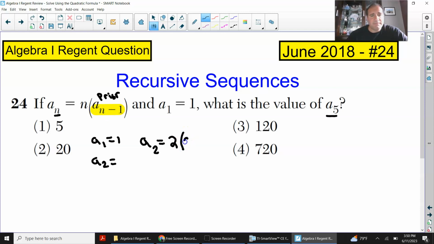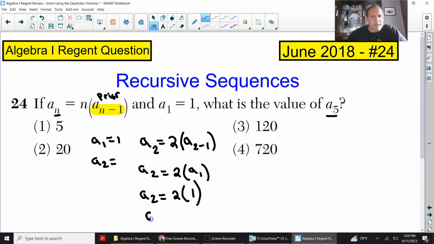And then we have a sub 2 minus 1, because n is 2. 2 minus 1 is a sub 1. That's what this is right here. I'm not skipping any steps because I don't want to confuse anything. We already have a sub 1, and a sub 1 is 1. So I'm going to rewrite a sub 2 equals 2 times 1, because a sub 1 is 1. So a sub 2 equals 2.